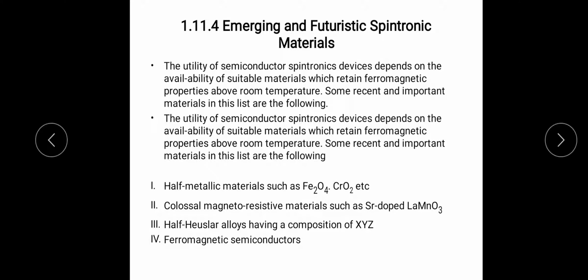Now, what are the emerging and futuristic spintronic materials? The utility of semiconductor spintronic devices depends on the availability of suitable materials which retain ferromagnetic property above room temperature. Now, some recent and important materials in the list are the following: half metallic materials such as Fe3O4, ferric oxide, colossal magnetoresistive materials such as Sr doped, half Heusler alloys having composition of XYZ, and ferromagnetic semiconductors.